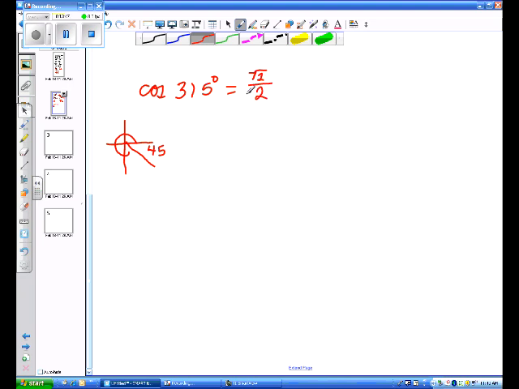We're in the fourth quadrant, so the cosine is positive. That's where you've got to remember: they're all positive in the first, the sine and its reciprocal are positive in the second, the tangent and its reciprocal are positive in the third, and the cosine and its reciprocal are positive in the fourth.